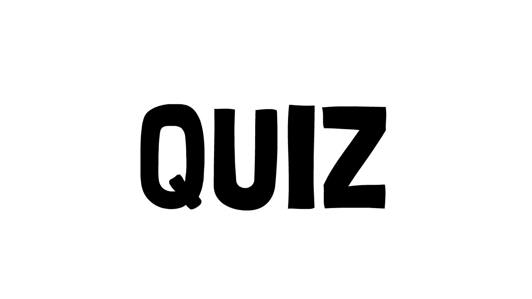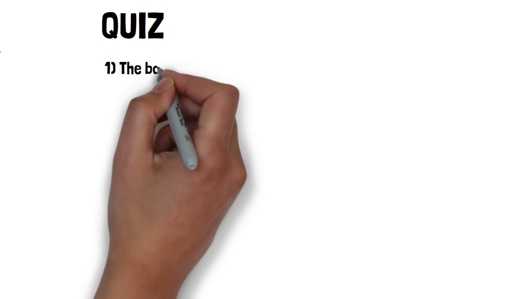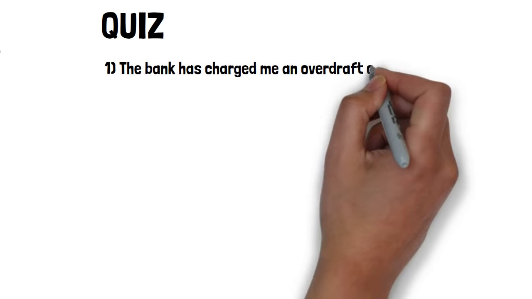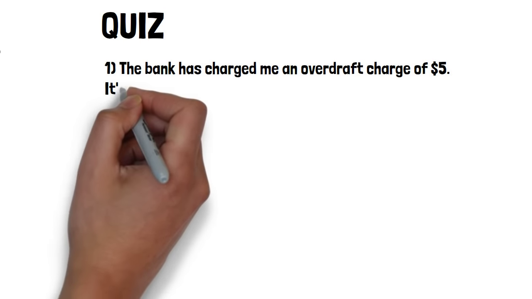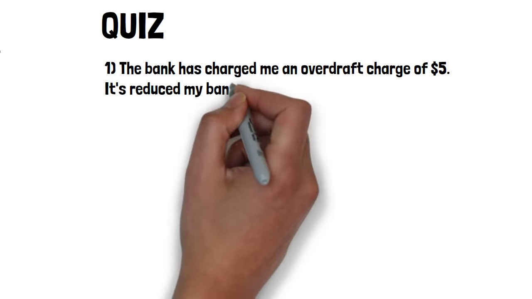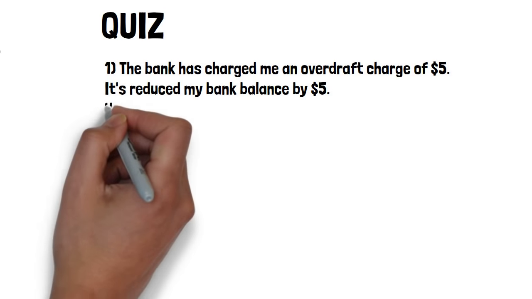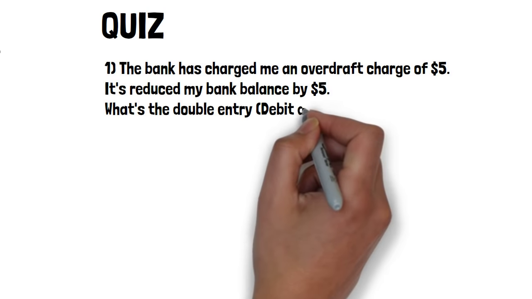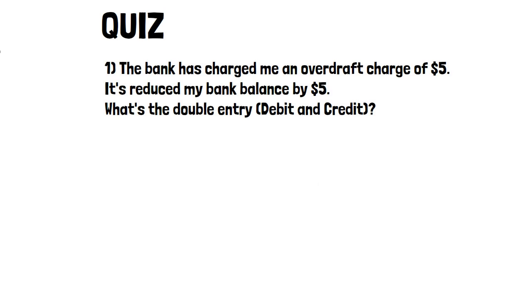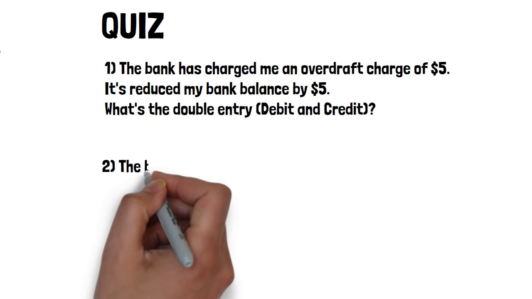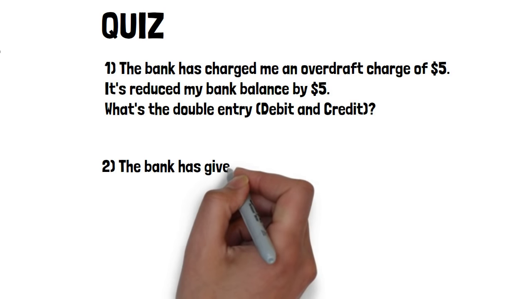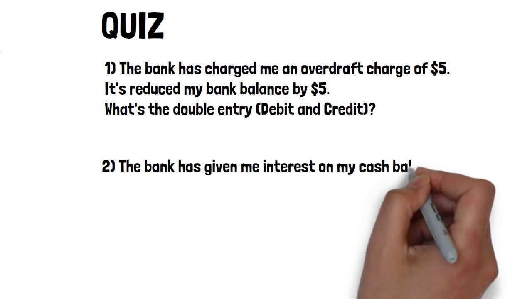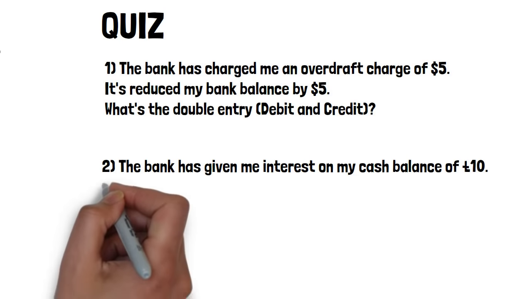Good. So why don't we try a little quiz? You can pause the video after we've gone through these 3 questions. Take your answers down, and then I'll go through the answers one by one. So question number 1. The bank has charged me an overdraft charge of $5. It's reduced my bank balance by $5. What's the double entry, debit and credit?